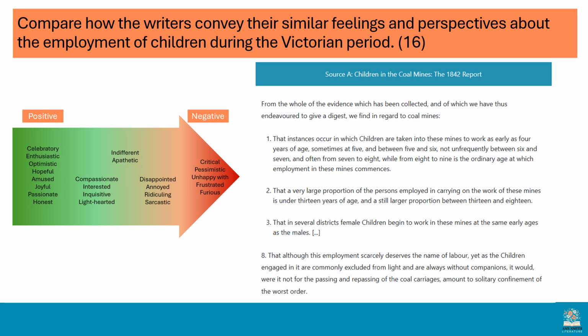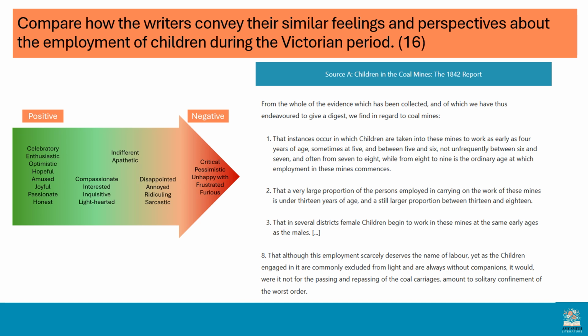Let's read it. From the whole of the evidence which has been collected, and of which we have thus endeavoured to give a digest, we find in regard to coal mines, 1. That instances occur in which children are taken into these mines to work as early as 4 years of age, sometimes at 5 and between 5 and 6, not unfrequently between 6 and 7, and often from 7 to 8, while from 8 to 9 is the ordinary age at which employment in these mines commences.